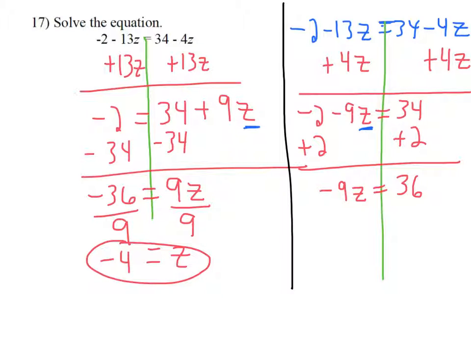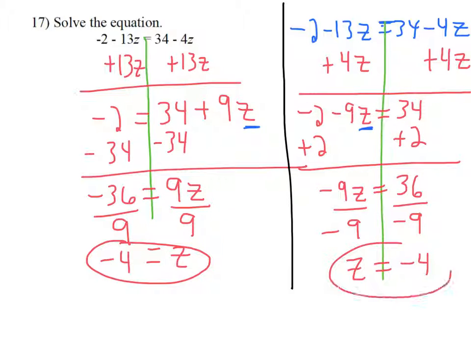My last step to undo the -9 times z is to divide both sides by -9. So I'm left with z equals 36 divided by -9, which is -4. You see that either way we do get the same answer of z equals -4.